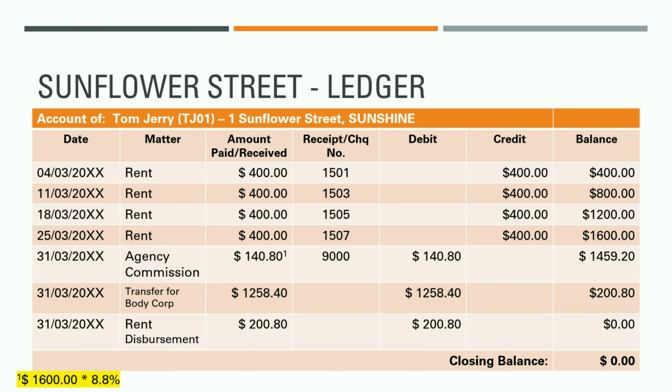So we return to the ledger for Sunflower Street. Using the balance of this ledger, we can now transfer the amount of $1,258.40 to the Daisy Drive account to ensure sufficient funds will be available for the body corporate strata fees payment. There is also $200.80 left in the account after the transfer, and as a result, this amount will need to be dispersed to the landlord as it is surplus to the funds required for the body corporate payment. This will leave the account at a closing balance of 0 for the start of the month once again.